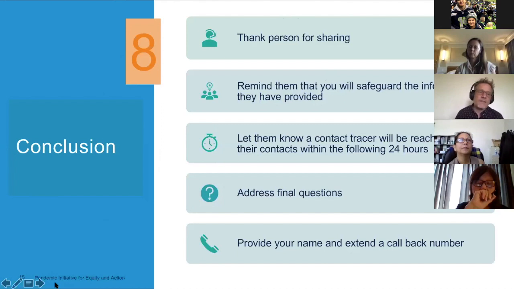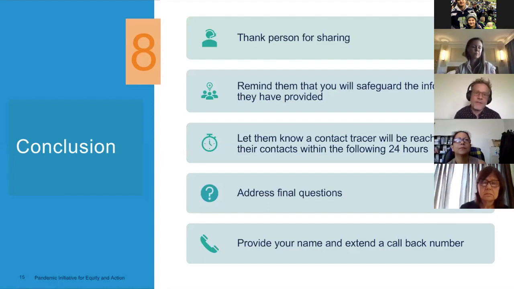And then alerting them that, ideally, the contact tracing team will be reaching out to their contacts as soon as possible. And then highlighting that our goal is to offer a client-centered approach, offering opportunity to answer any final questions, I think is critical, as well as giving people a callback number. Those are just the basics of how we end the call.